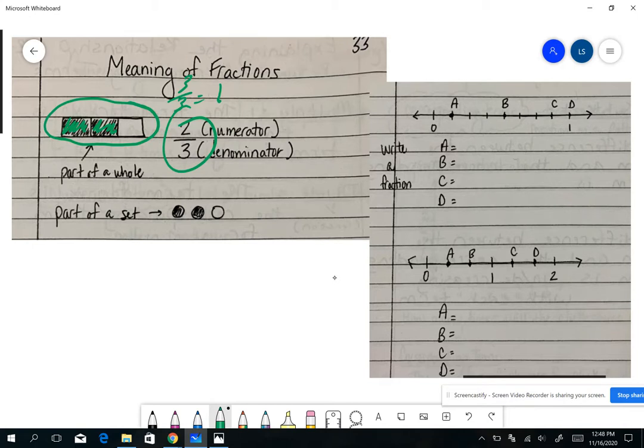2 is considered to be your numerator because it's the top number, and 3 is your denominator. The denominator is always how many pieces it's broken up into, okay? So this is considered part of a whole, and this picture right here is what looks like part of a set. You can see it's kind of broken up, but this also represents 2/3 because there are 2 shaded circles out of 3. All right, let's take a look at a number line now, showing fractions on a number line.